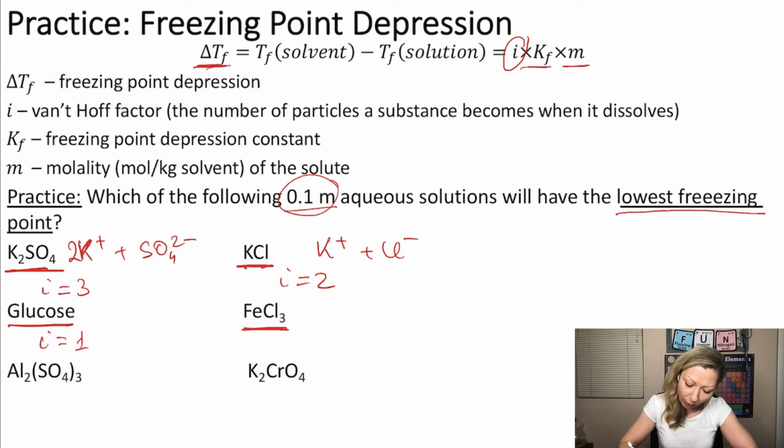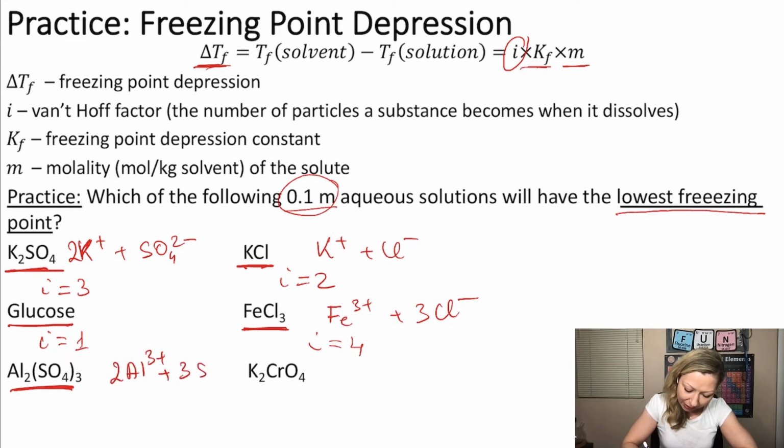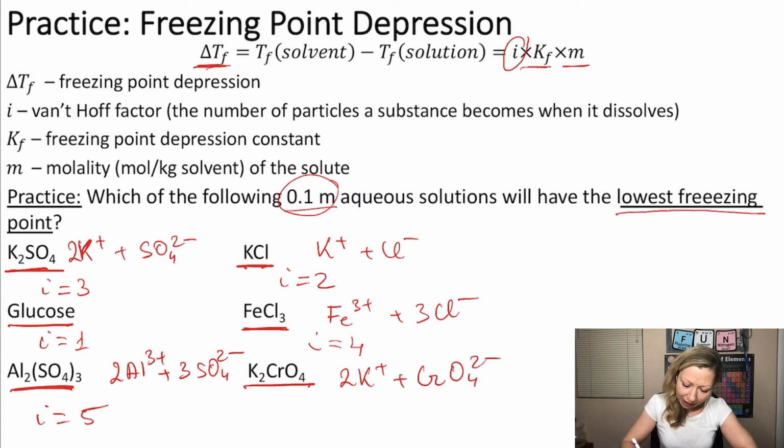Iron 3 chloride, so we are going to get Fe3+ and 3 chloride ions, so i equals 4. Aluminum sulfate, we are going to get 2 aluminum 3+ ions plus 3 sulfate ions, so i equals 5. And potassium chromate, we are going to get 2 potassium ions and 1 chromate ion, so overall i is going to equal 3.